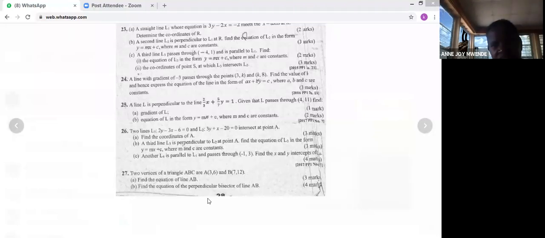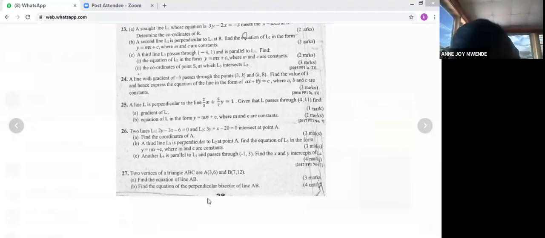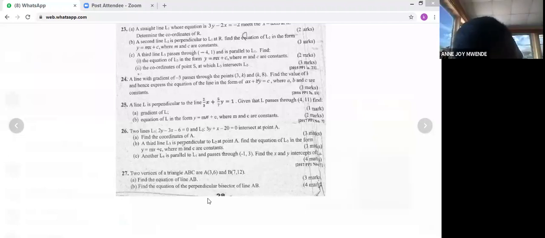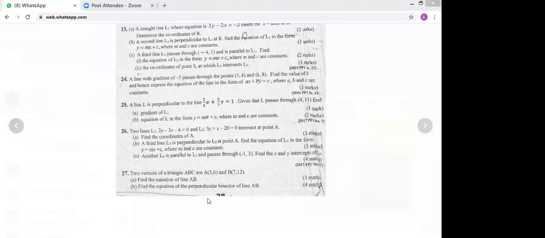Ernest Mumo? I have a question. Yes. Please may you repeat the answer for number 23B? We have said it is y is equals to negative 3 over 2x plus 3 over 2, because you are told to write in the form of y is equals mx plus c. Okay. Yes.